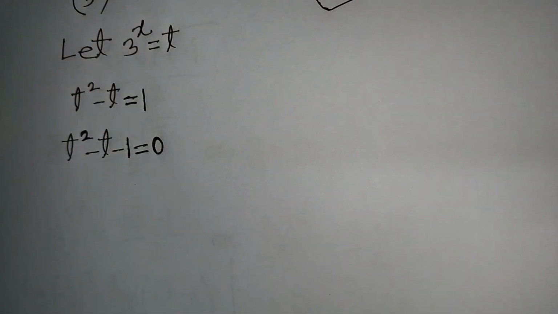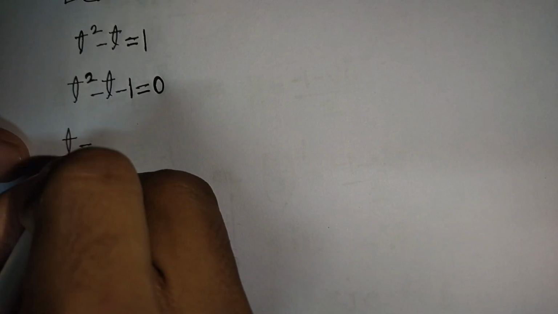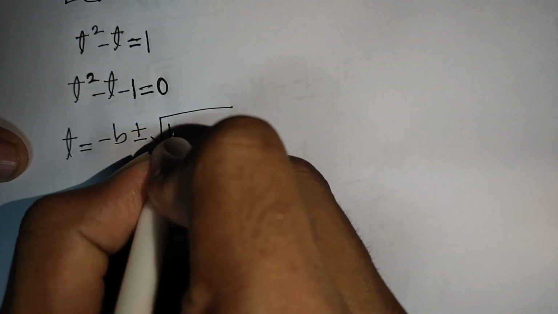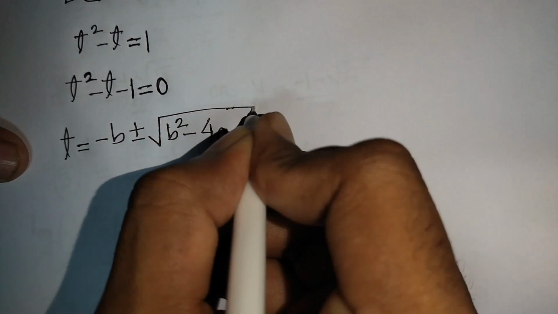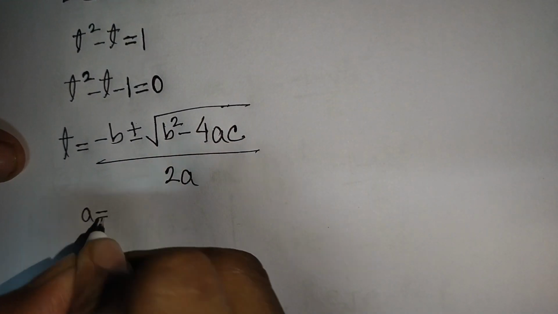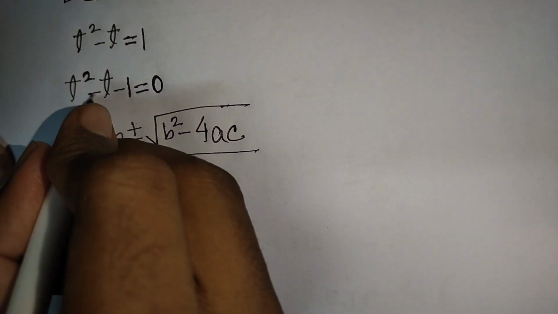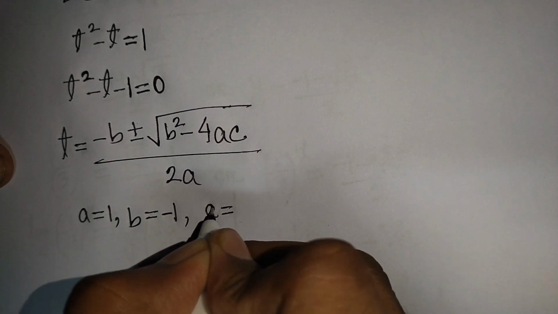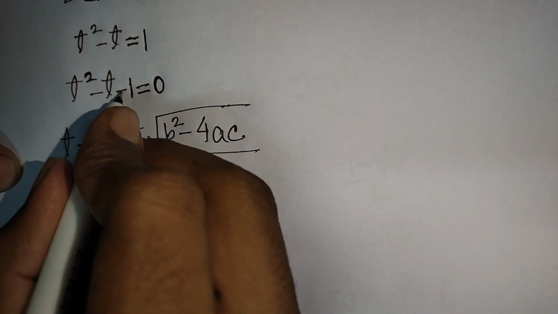Now here you can apply the quadratic formula. So you can write here t is equal to minus b plus or minus the square root of b squared minus 4ac, divided by 2a. Here a is 1, b is negative 1, and c is negative 1.